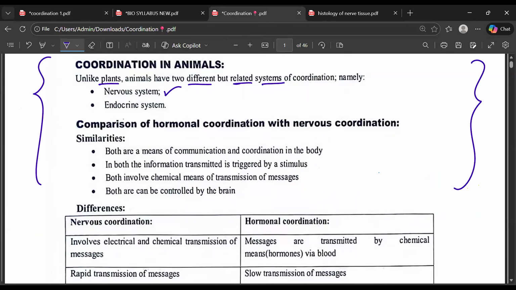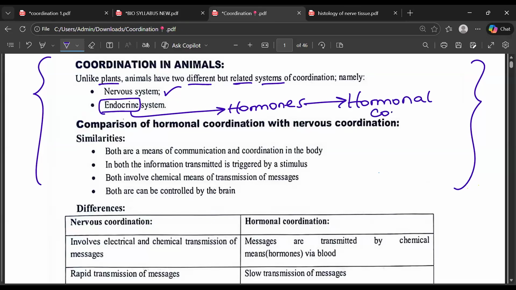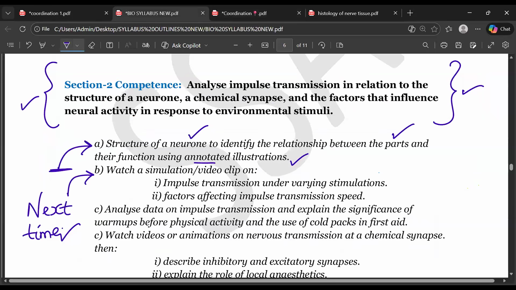The nervous system, which I've told you about, and the endocrine. Now, this endocrine is the one that involves hormones. The one that involves what? Hormones. And the moment you talk about coordination that involves hormones, that one is called hormonal coordination. Very important at medical school. It's hormonal coordination. And really, for this comparison to make sense is after you've talked about hormonal coordination.